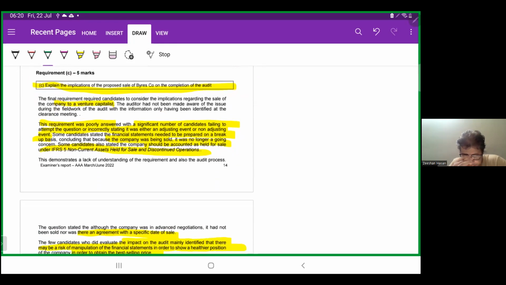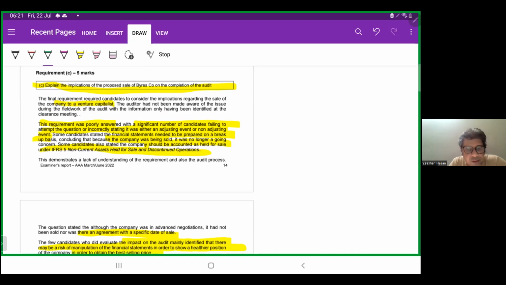Part C: explain the implication of the proposed sale of the buyer's company on the completion of the audit. The final requirement required candidates to consider the implications regarding the sale of the company to venture capitalists. The auditor had not been made aware of the issue during the fieldwork of the audit, with the information only having been identified at the clearance meeting. This requirement was poorly answered, with a significant number of candidates failing to attempt the question or incorrectly stating it was either an adjusting event or a non-adjusting event. Some candidates said financial statements need to be prepared on a break-up basis, concluding that because the company was sold it was no longer a going concern.